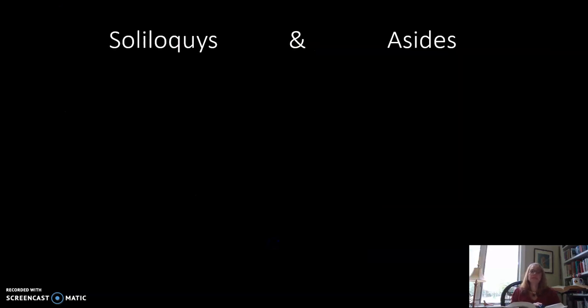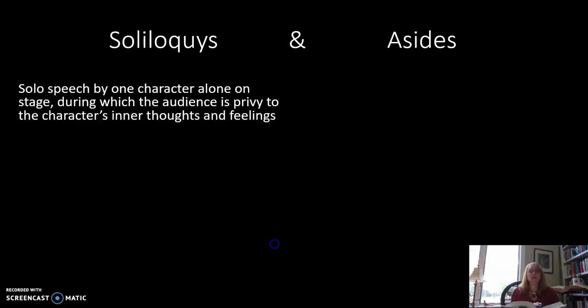Shakespeare also uses soliloquies and asides in the play as important stage conventions. A soliloquy is a solo speech by one character alone on stage, during which the audience is privy to the character's inner thoughts and feelings. It's as if the audience is inside the character's head at this moment in the play, and nobody else knows what's happening. No other characters are on stage.